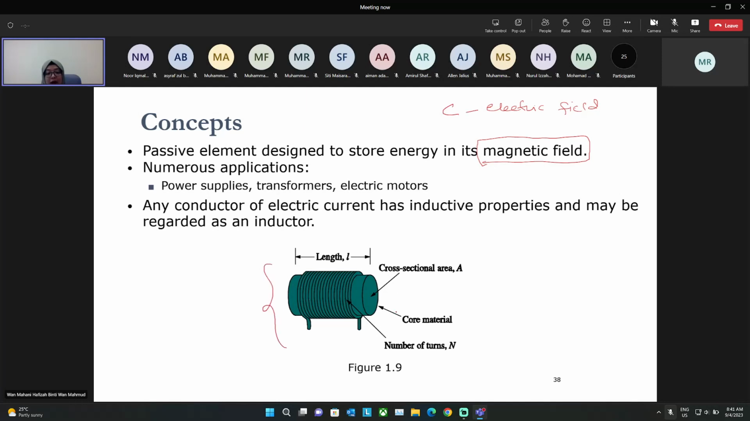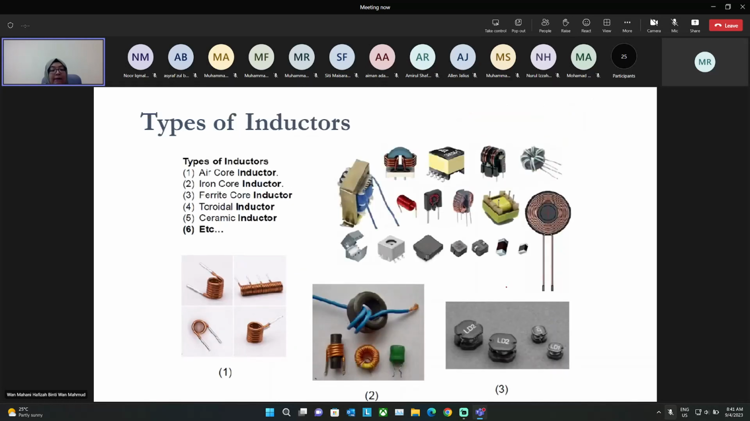So we have a core material with a cross section A, and then we have a number of turns. Coils tu you turn berapa kali, and then the length L. Alright. Kenapa perlu ada measurement ni? Benda ni relates with how you can come up with the value of L later on. Tapi kita belum tengok lagi parts tu lah.